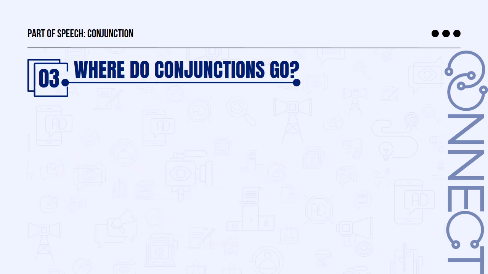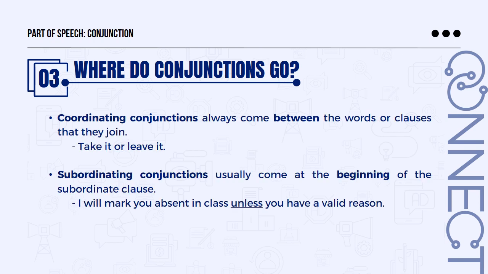And then the last aspect is that where do conjunctions go? So coordinating conjunctions always come between the words or clauses that they join. Take it or leave it. The next is we also have subordinating conjunctions usually come at the beginning of the subordinate clause. I will mark you absent in class unless you have a valid reason.